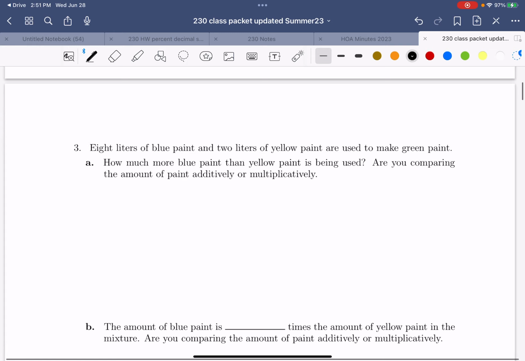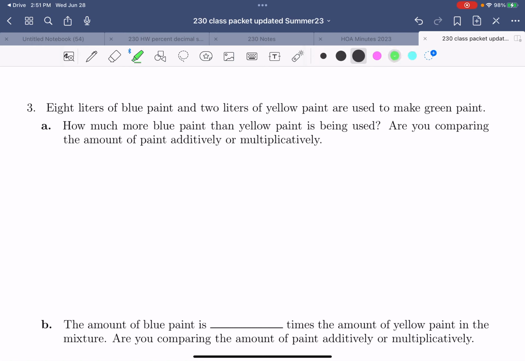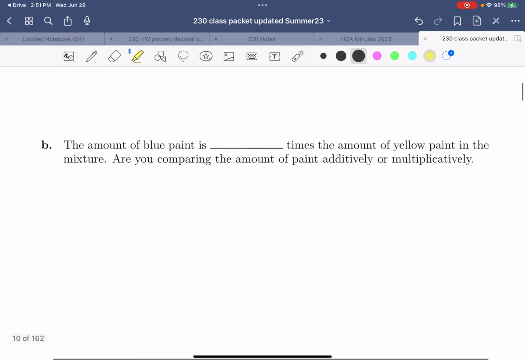Okay. Number 3, 8 liters of blue paint and 2 liters of yellow paint are used to make green paint. How much more blue paint than yellow paint is being used? Okay. And are you comparing the amount of paint additively or multiplicatively? I'm just going to point out quickly that the key word here you're looking at in this one would be the use of the word more. Okay, think about what we said, language that relates to. Down here, the amount of blue paint is blank times the amount of yellow paint in the mixture. Are you comparing the paint additively or multiplicatively? Again, this word times is going to kind of indicate which way you want to go there.